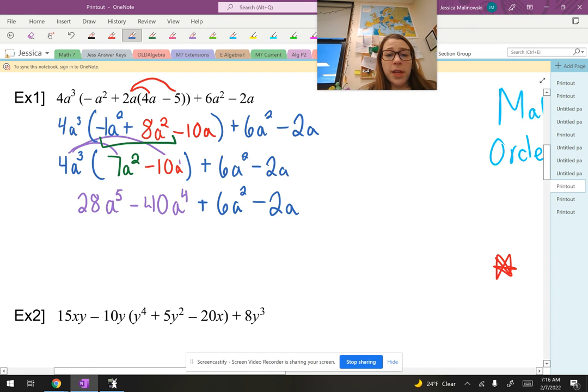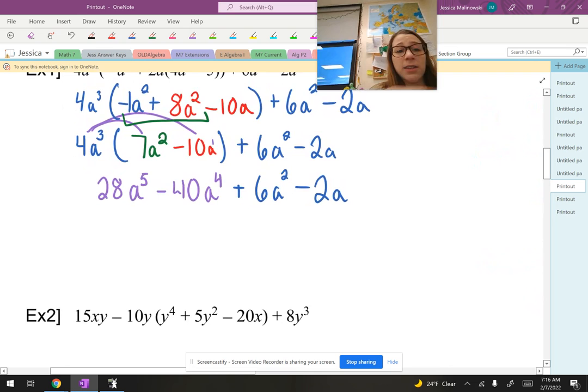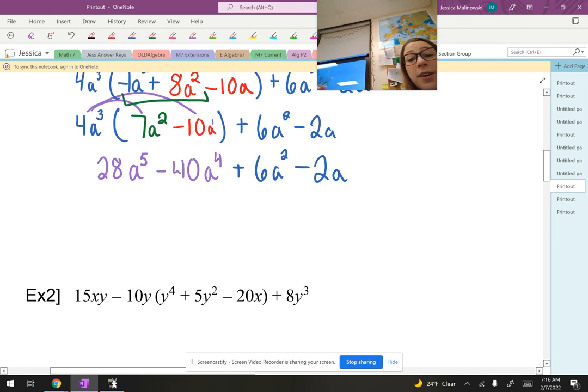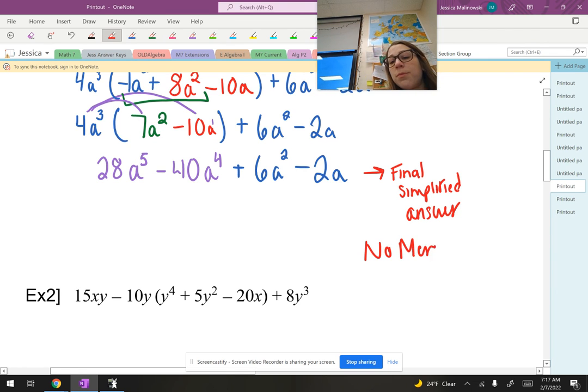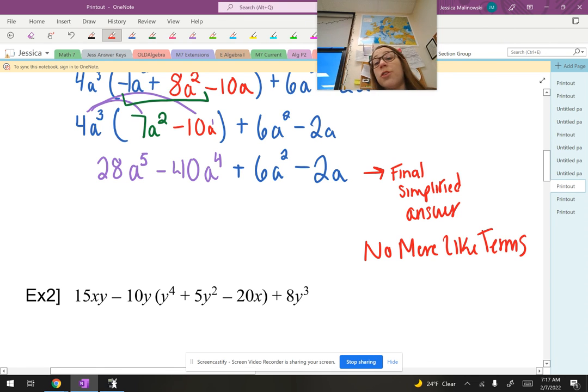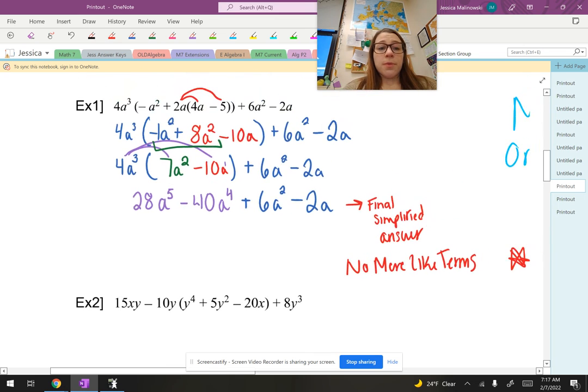So just doing one last check, I do not have any like terms to combine here because I have an a to the fifth, an a to the fourth, an a squared, and just a plain old a. So that is actually my final answer, which I'm not even going to rewrite. Final simplified answer. There are no more like terms, or distribution or anything else that I can do. So there's that.